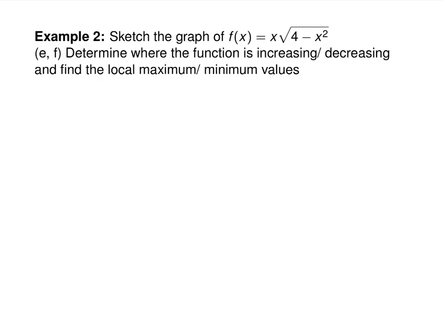Okay, increasing, decreasing. So I think I didn't tell you f prime yet, did I? When I found f prime with my calculator, it gave me root 4 minus x squared minus x squared over root 4 minus x squared. That's what it told me.